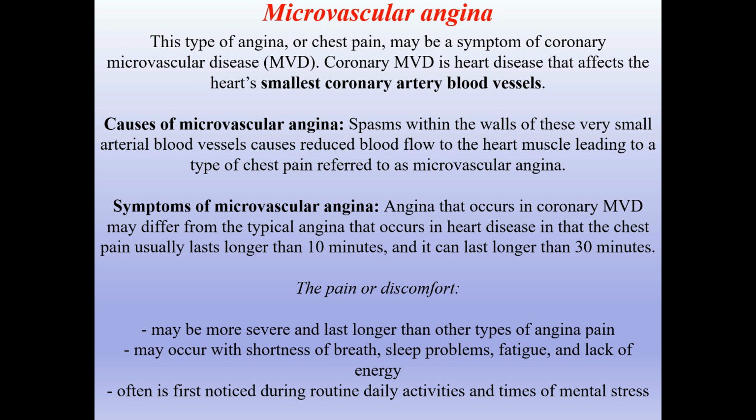And fourth, microvascular angina. This type of angina, or chest pain, may be a symptom of coronary microvascular disease. Coronary microvascular disease is a heart disease that affects the heart's smallest coronary artery blood vessels. Causes of microvascular angina: spasms within the walls of these very small arterial blood vessels cause reduced blood flow to the heart muscle, leading to a type of chest pain referred to as microvascular angina.